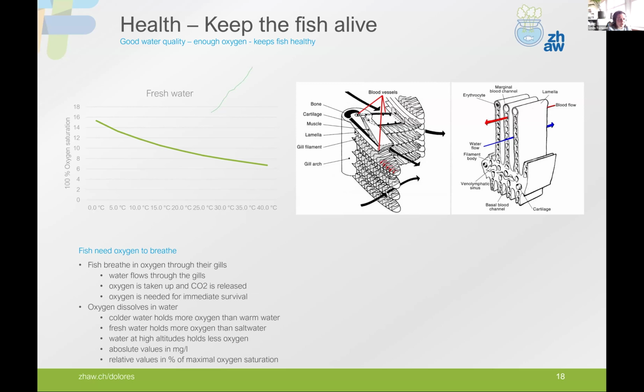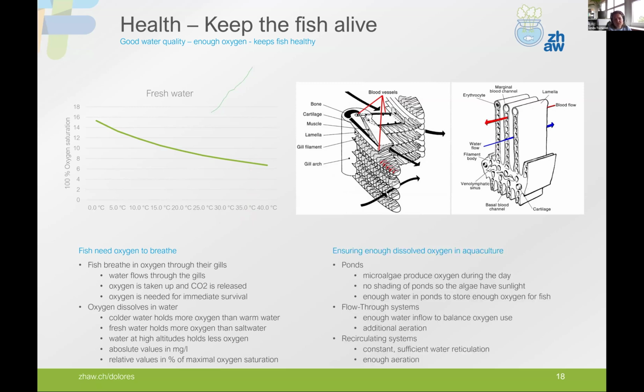We talk about dissolved oxygen in water in 2 measurements. You can either say it's milligram per liter, that will be absolute, or you include the water temperature, and then you say it's a percentage of the maximum oxygen saturation that you can have. And you see how different it is. 5-degree water can easily have up to 14 milligrams per liter, while at 35, where we can still have our fish, it's only 8. So we will have a lot less oxygen in the water that the fish can breathe from.